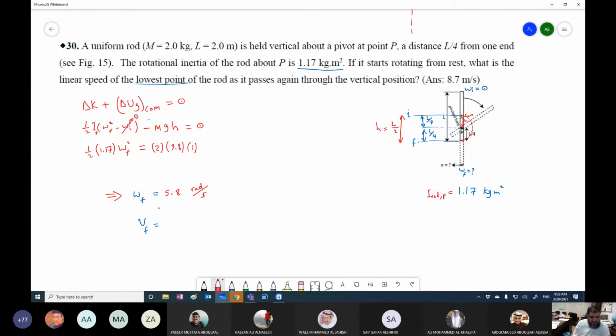We know that V equals R multiplied by omega, right? R omega. We already found the omega, which is 5.8. But how much is R? What is this R? The radius? Radius of what? No, we didn't call it radius. We didn't call the R radius, Hassan.